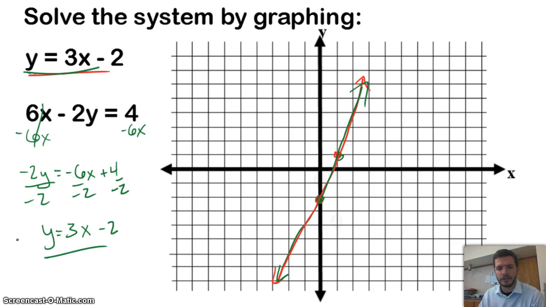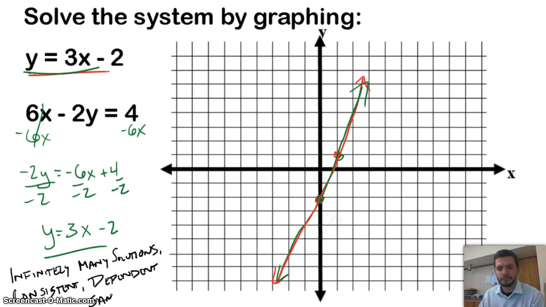And so again, the terminology that you guys need to know for this one is that there are infinitely many solutions. You want to say that it is a consistent and a dependent system. And then they are the same line. Again, you just need to know that this sort of solution has to do with all of these different words here.